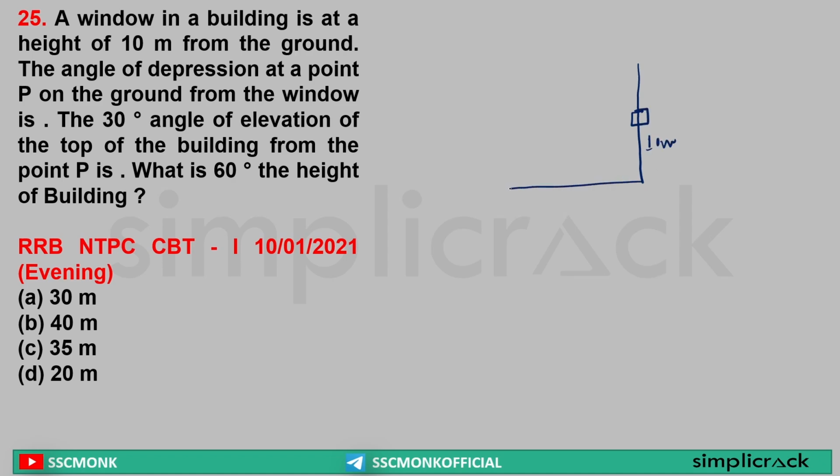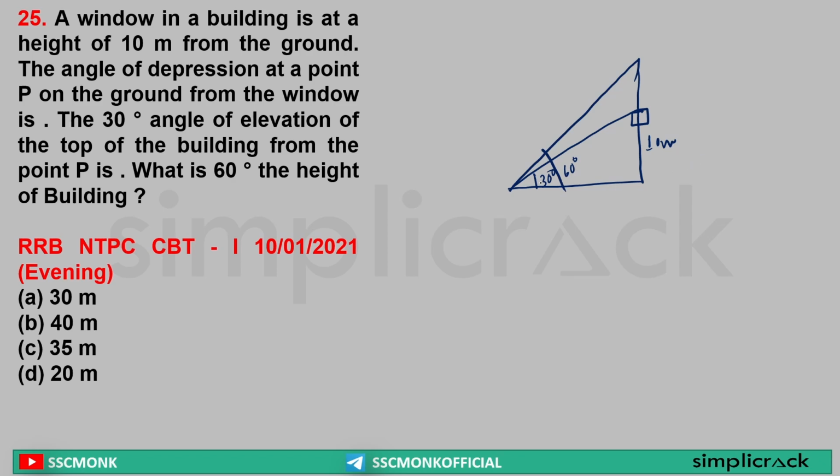So a person P is here. From this point, the angle of elevation of the top of the building. Sorry, first from ground to window is equal to 30 degree, and to the top of the building is equal to 60 degree. Clear? This is what it has given. Okay, sorted. Now what is the height of the building, sir?